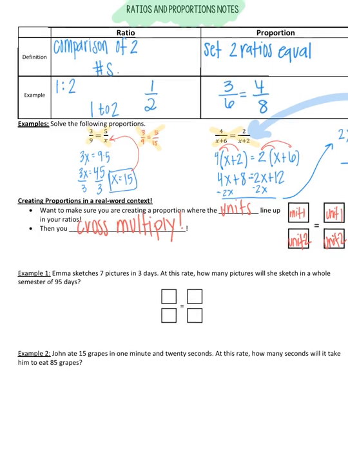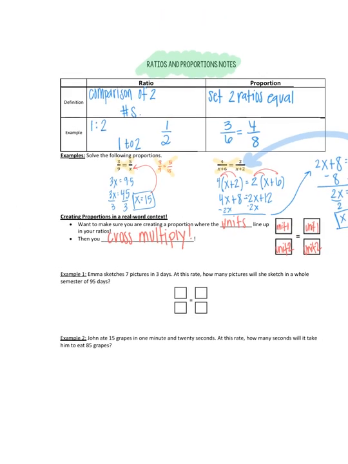So let's look at a basic example down here. This problem tells us that Emma sketches 7 pictures in 3 days. At this rate, how many pictures will she sketch in a whole semester of 95 days? Now, your first job is to figure out what two things are we comparing. Well, we're comparing pictures with days. I'm going to go off to the side, and I would encourage you to do this too. Remind yourself you're comparing pictures with days.